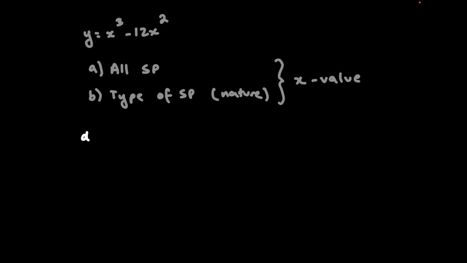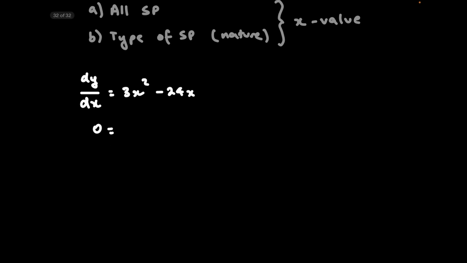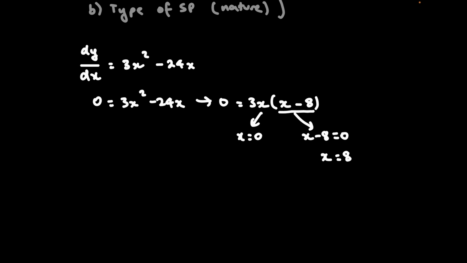First step to work out your stationary points is you single differentiate. You work out the first derivative. Your first derivative for this function is 3x squared take 24x, and you want the derivative to equal 0 if you're trying to work out the stationary points. So 3x squared take 24x equals 0. That means 0 is equal to, I can factorize out 3x, and I'm left with x take 8. By solving this, either x equals 0, or x take 8 equals 0, in which case x equals 8.